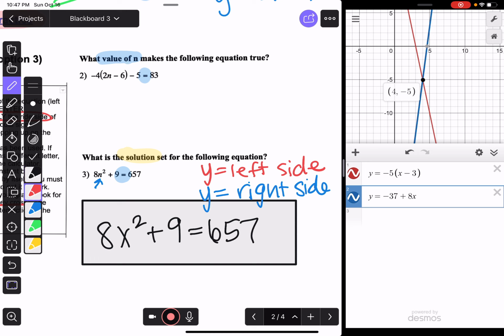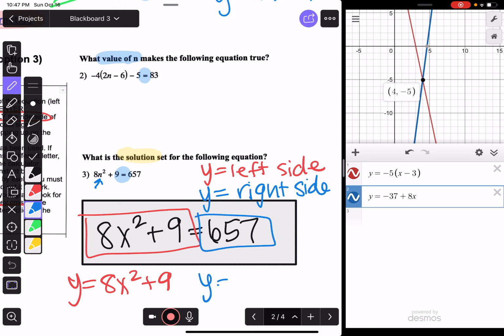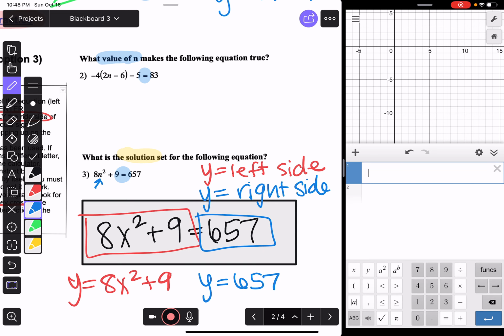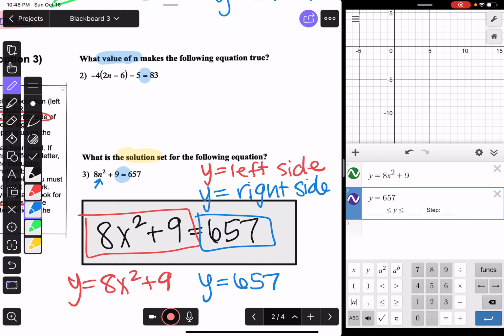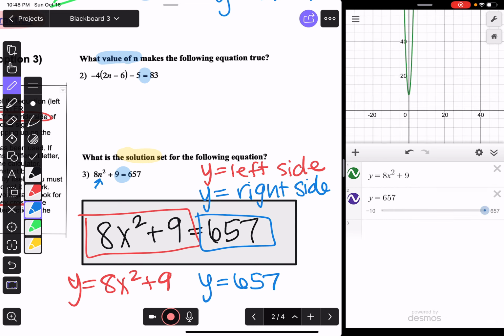So what we're going to do here is graph y equals the left side, so y equals 8x squared plus 9, and graph y equals the right side, 657. I'm going to close out of these two. We're going to do y equals 8x squared plus 9. And notice our green little squiggly popped up. That means our line is somewhere even though we don't see it yet. And we got y equals 657. So we're looking for a green and purple line.